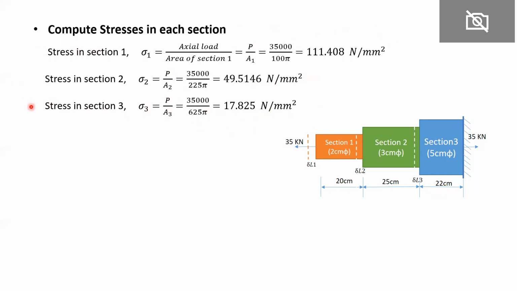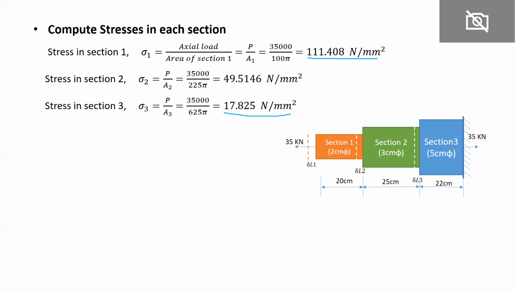One conclusion we can draw from the results obtained: you see here, the maximum stress is acting in member 1, and the minimum stress in member 3. Because the load is the same, where the cross sectional area is smaller, more stress is acting, and where the cross sectional area is more, less stress is acting.